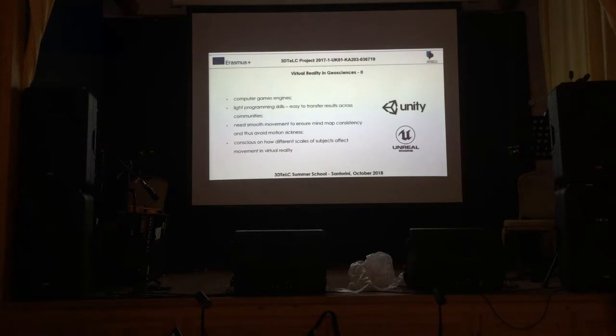So computer game engines have evolved a lot over the last several years. Two of the most important and also the most widespread are Unity and Unreal. In 3DTeLC we're using Unity. Why are we using Unity? There's a reason for that. There's a big discussion about that, so finally tomorrow in the next presentation we'll say. And normally you need programming skills, so it's easy to transfer results across different communities.